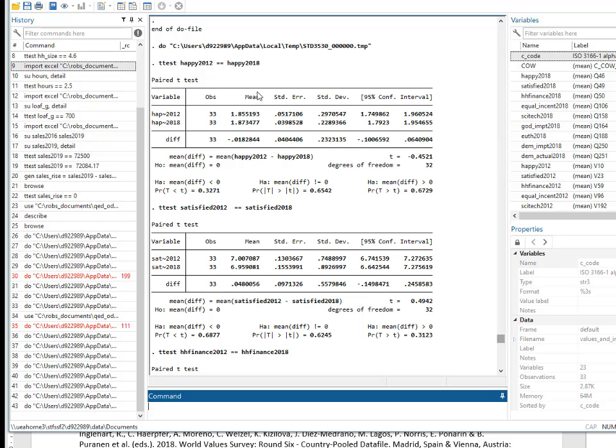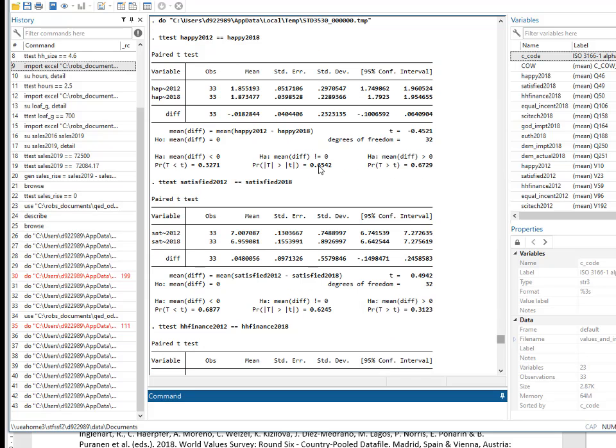So there's the happiness one we looked at already, and in each case we're looking for a difference. Unless you're a particularly optimistic or pessimistic person, there's no reason to think that things will have gone up or down. So we're testing to see if there's been a change. We will reject the null hypothesis of no change if we find a value in 2018 much higher or much lower than 2012. So we're looking for the two-tailed alternative.